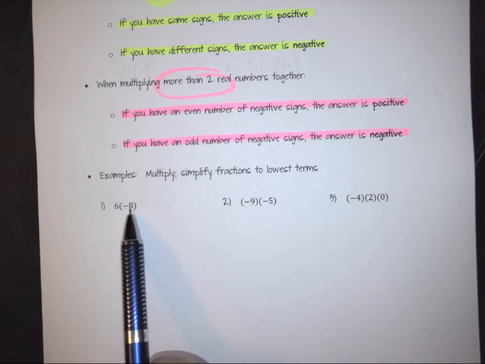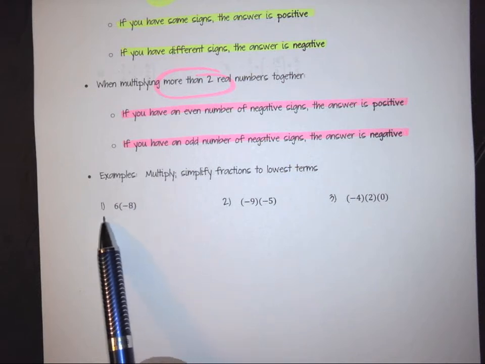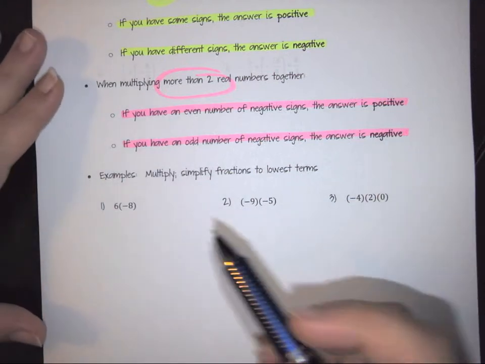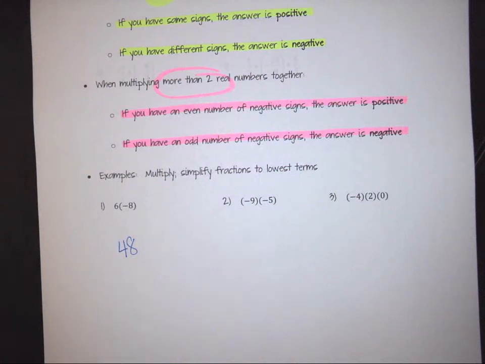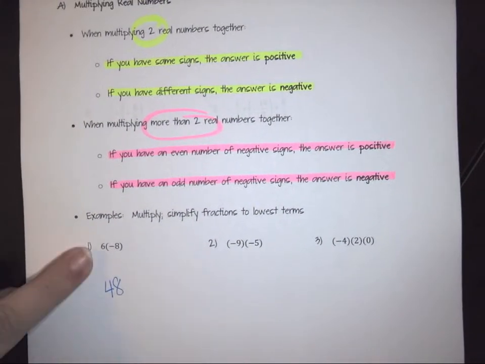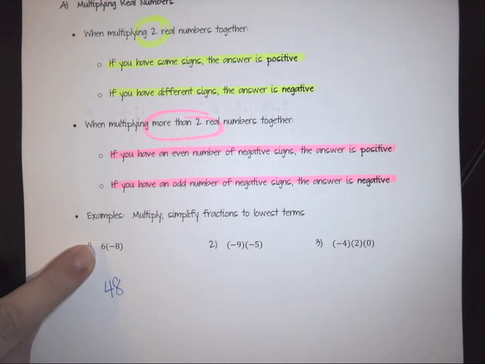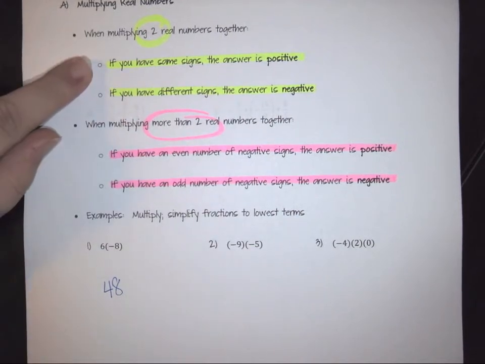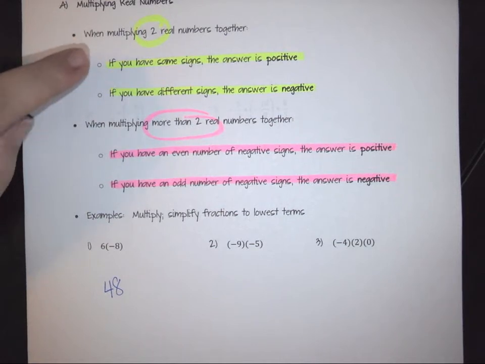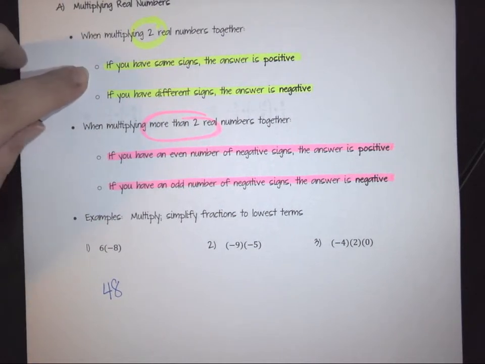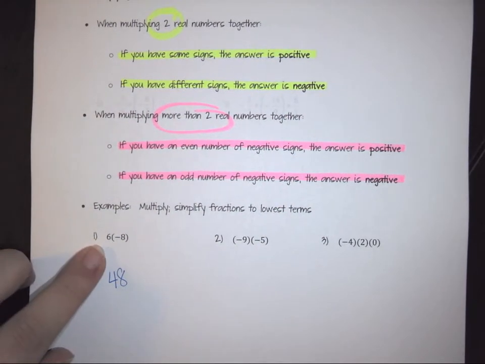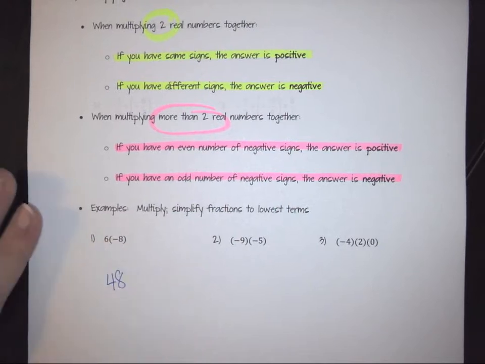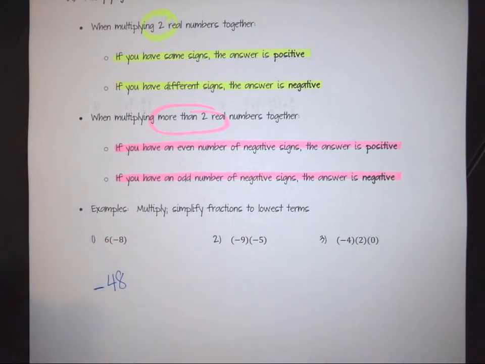Since I've already told you a few times that 6 and 8 will multiply and give you 48, once you know what the value is, so we know this to be 48, you have to look at how many negative signs we have. Well, first of all, I only have 2 numbers. So I'm going to fall in my original rule here. And the rule says, if you have the same signs, the answer is positive. But if you have opposite signs, the answer is negative. Here I've got my 2 terms, but notice I have opposite signs. Because they're opposite signs, my answer is negative.